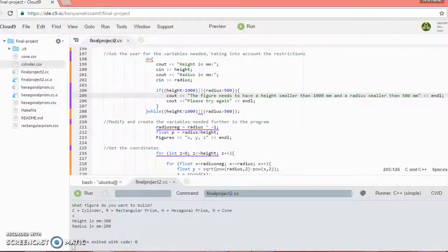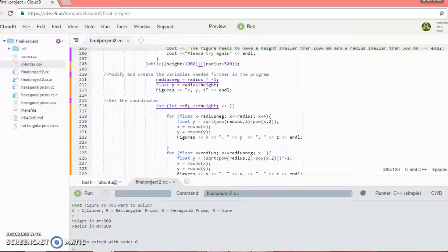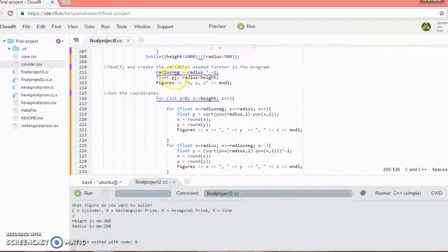So next we start the program that actually makes the figure, creates the coordinates. And okay, so we're going to have another two variables, which is radius negative, which is radius times -1, and also another variable called p, which is radius divided by height. And then we start getting the program.